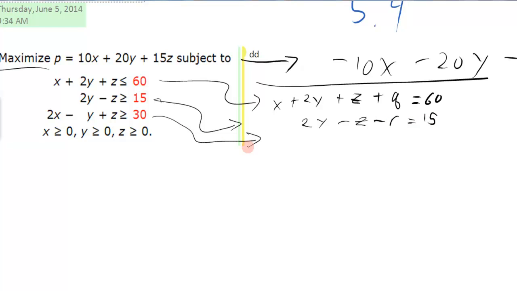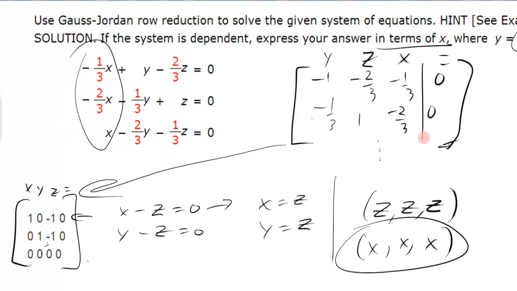And for my third equation, we've got 2x minus y plus z, once again greater than, so we need to subtract. I don't want to use s because it looks like 5s, so I'll use a t, equals 30. All right, so now we're ready.